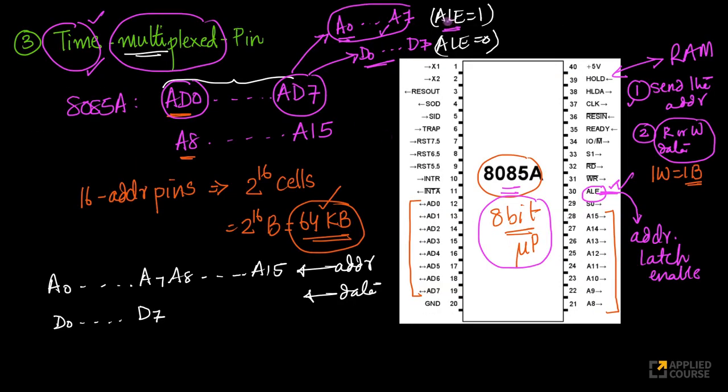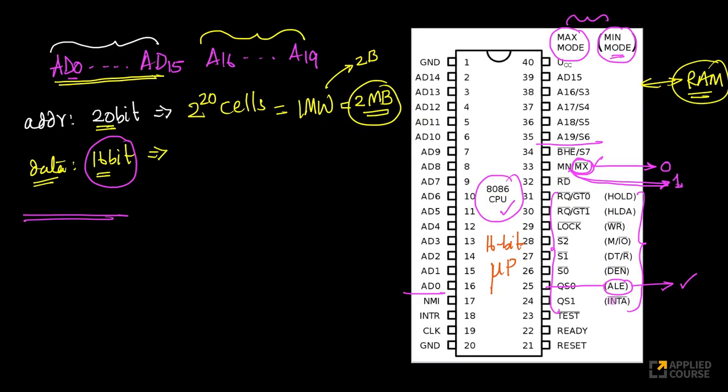The ALE pin helps us understand whether these multiplexed address and data pins are being used to send an address or they're used as data pins, right? So your ALE is here, okay?